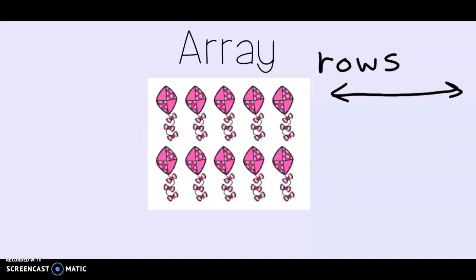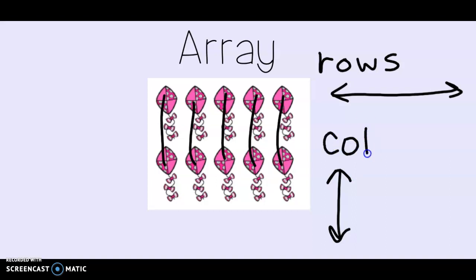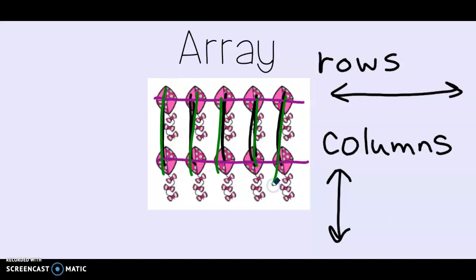Now, along with rows, they also have these items that go up and down. Those have a different name. Do you know what those are called, second grade? Those are called columns. Columns go up and down. Let's count how many columns we have. 1, 2, 3, 4, 5. So we have 2 rows, 1, 2, and 5 columns.